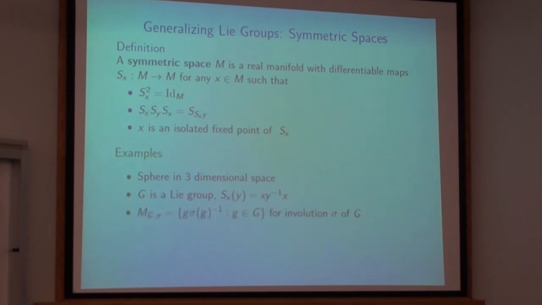And my third example here is more interesting. If you have an involution in a group, by involution I just mean a map of period 2. So not a map, a group homomorphism. Homomorphism of period 2. So if sigma is an involution of group G, then this set of points forms a symmetric space inside of the group G.